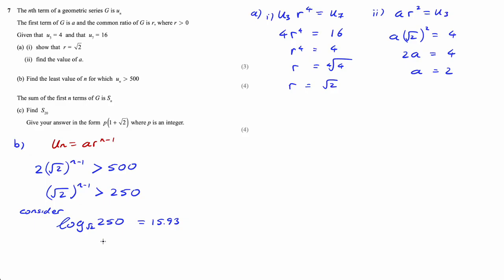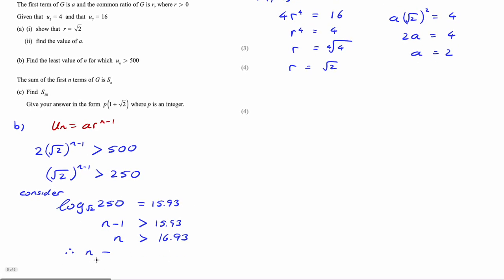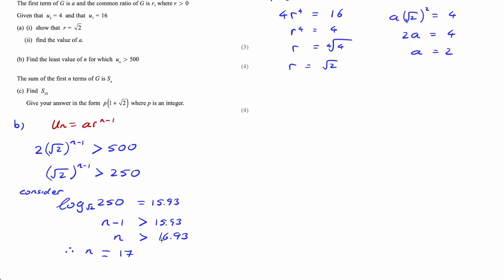That means, everyone, that n minus 1 must be greater than 15.93, which means n must be greater than 16.93, but n is a whole number because we're talking about the series here, so I'm just going to say therefore n equals 17. It's the next whole number greater than 16.93. Okay, that's part B. Part C, find S20, giving your answer in this form.